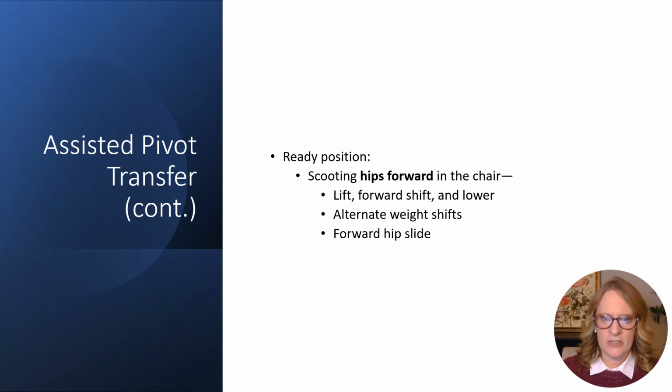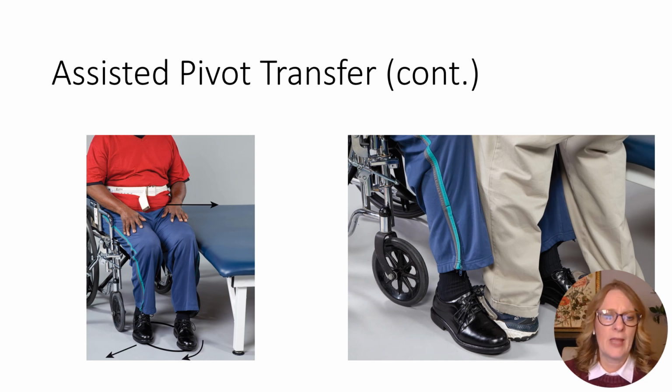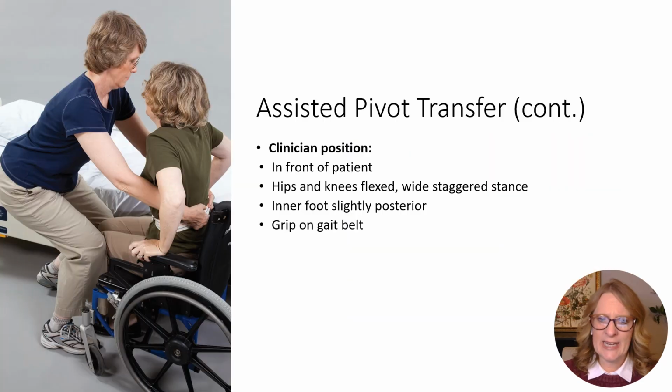Now, an assisted pivot transfer, we're going to continue that. Once we're in that ready position, we've scooted the hips forward. You'll see in that video of the maximal assist that you actually help from behind the hips and push one forward at a time. That works so well, and you're alternating those weight shifts. Ensuring that the feet are back, the inner foot is slightly forward, trunk flex. You always tell them nose over toes, hands are on the armrest or the edge of the bed. And so we're seeing that, and you see that knee block in that picture.